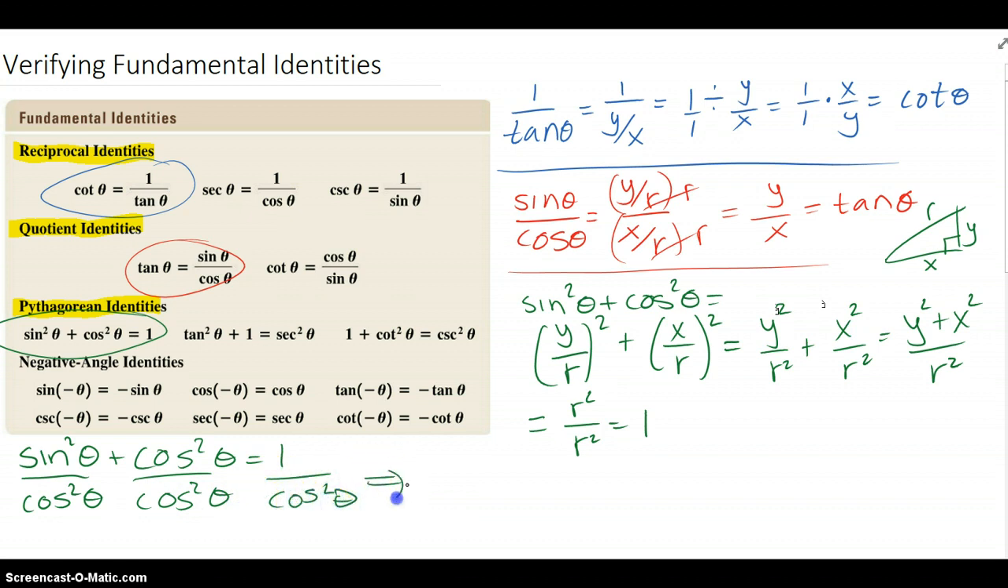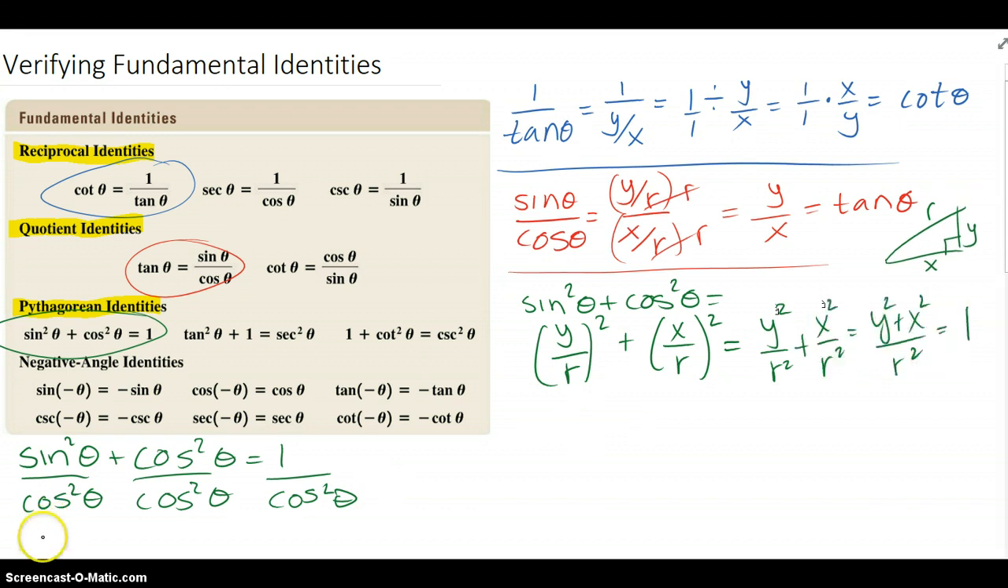And what you get is tangent squared plus, because sine over cosine, we know from the quotient identities is tangent, and since we have squared, I'm going to call it tangent squared, plus 1 equals secant squared, which is another identity you need to memorize, or at least be able to get like I did.